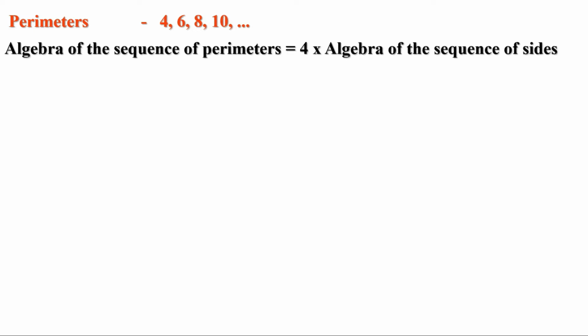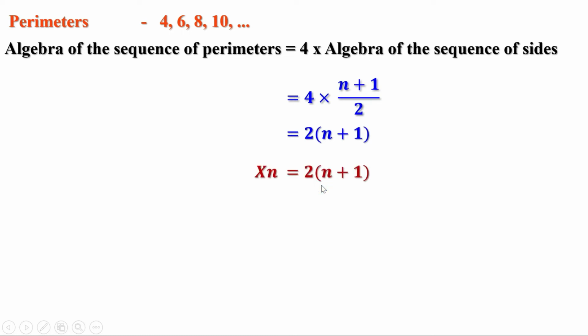So the algebra of the sequence of numbers can be found by multiplying 4 by the algebra of the sequence of sides. Here, the algebra of the sequence of sides is (n plus 1) by 2, which we have found just now. Now simplifying 2 and 4, 2 2s are 4, so you will get 2 here. So that's equal to 2 into (n plus 1).